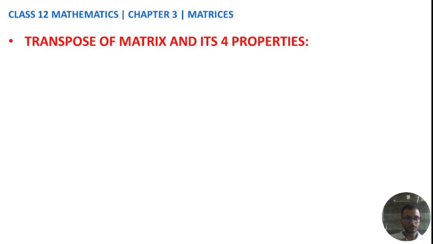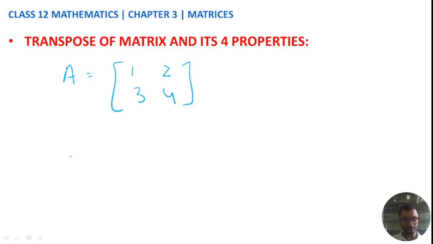Okay, so next is the transpose of a matrix. This is a very new word for you, transpose of a matrix. So what is the transpose of a matrix? Suppose I have some matrix A. Again I will take some different one, otherwise you will get confused. 1 2 3 4. So what will be the transpose of matrix A?